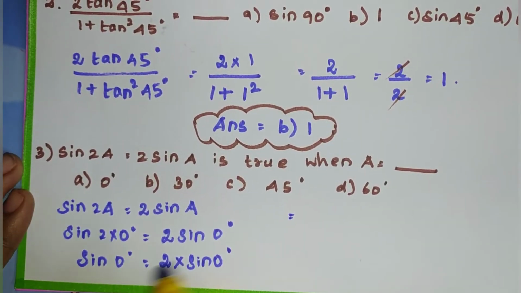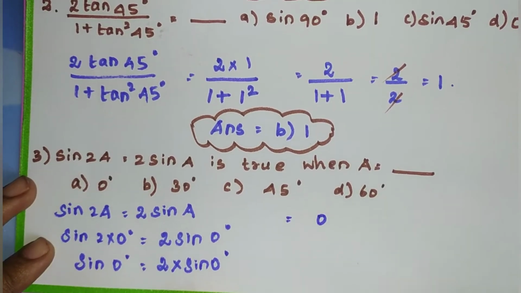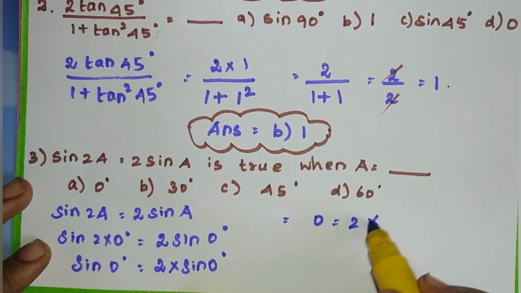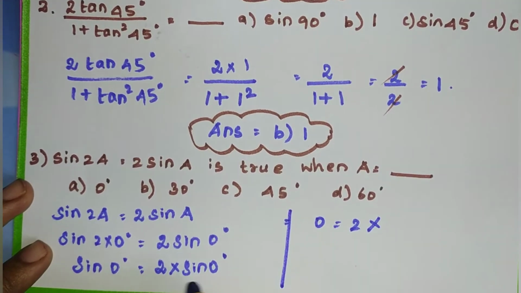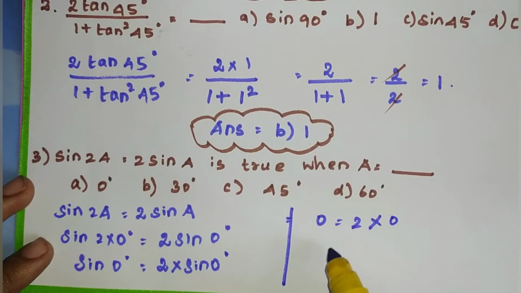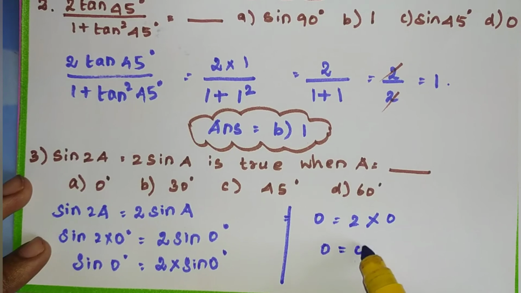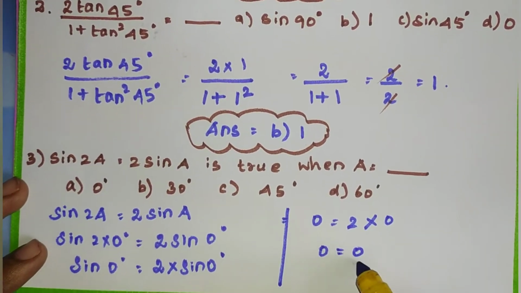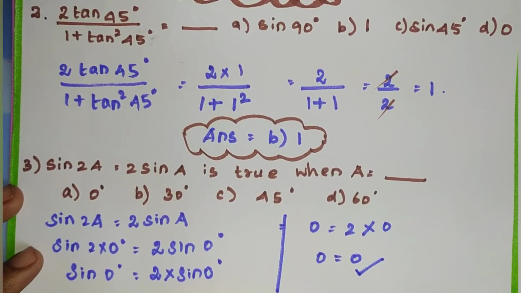So instead of sin 0 degree, what am I going to substitute? 0 is equal to 2 into sin 0 degree, which is 0. So 0 is equal to 0. Both are equal.